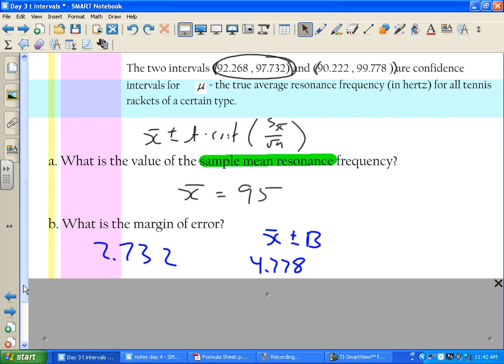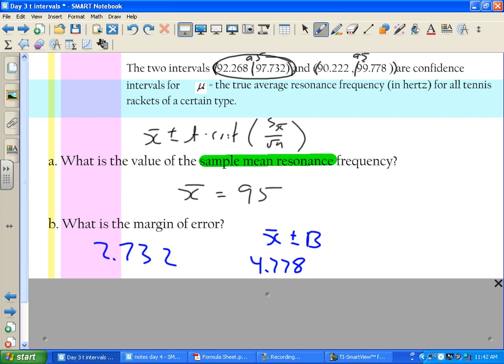How do you find B? You know that x bar is 95, which means 95 needs to be in the middle right here, and 95 needs to be in the middle right here. So just take 99.778, subtract 95 from it, and that becomes your B value. Take 97.732 minus 95, and that becomes your B value.